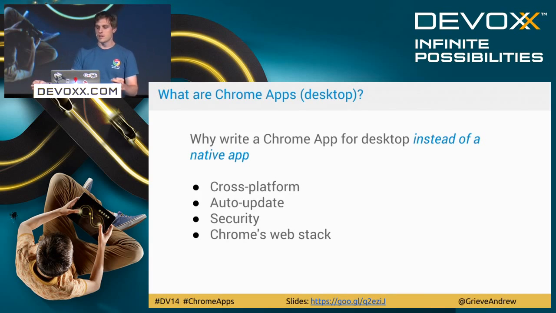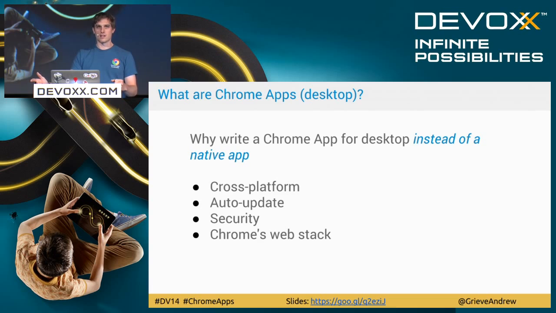So why would you write a Chrome app on the desktop instead of a native app? Well, cross-platform. You probably don't these days have a ton of resources to write a native application for every single platform, although there are other options here for cross-platform. A really big one is auto-update. Chrome has gone a long way to make sure that Chrome is always up to date on your desktop. It's very forceful about making sure that Chrome auto-updates. And it uses that same update mechanism to update all of the Chrome apps installed on a system. So yes, you could write your own auto-update program, but it's a hard thing to get right, and it's something that you get for free with this.